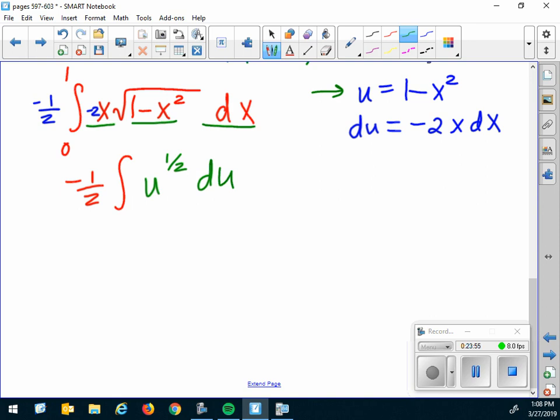So let's go ahead and try it that way. My lower limit of integration was 0. If we change it to u's, what is my lower limit of integration? 1 minus 0 is 1. Now my upper limit of integration with x was 1. What would it be with u? 1 minus 1 is 0.